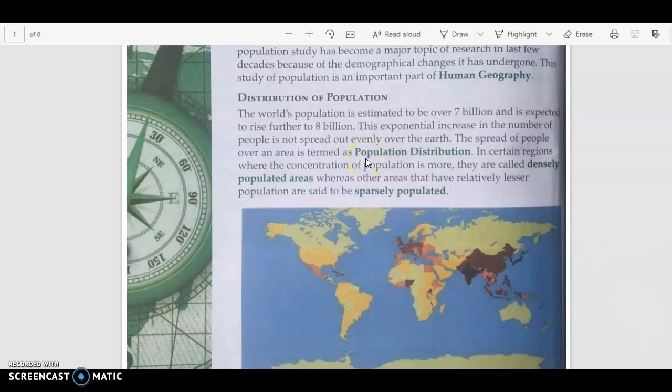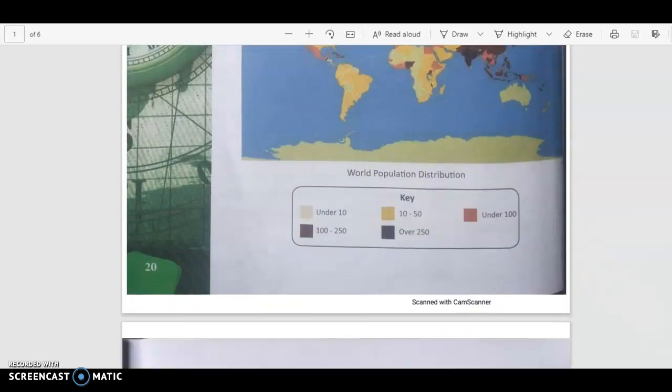So, in certain regions where the concentration of population is more, we call it densely populated areas, and where the population is relatively less, we call it sparsely populated. So here we have learned a few terms. We have learned demography, we have learned population distribution, we have also learned the densely and the sparsely populated places.